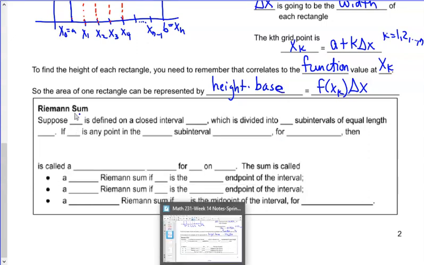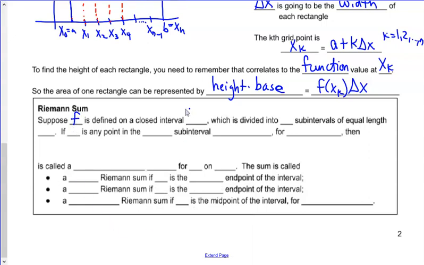Suppose that f is defined on a closed interval [a, b], which is divided into n subintervals of equal length, call it delta x.